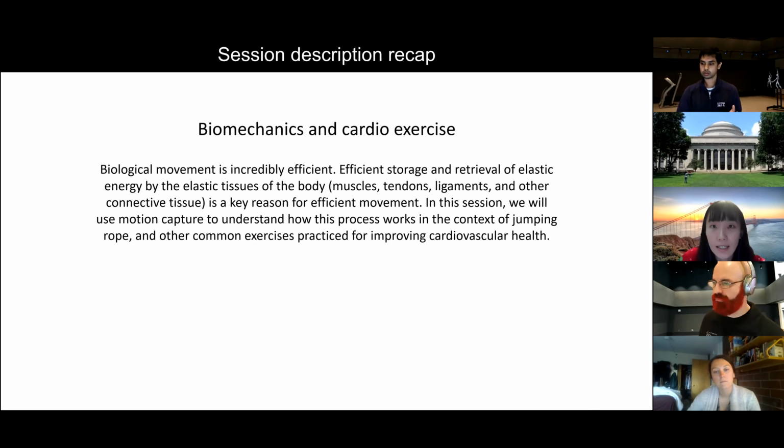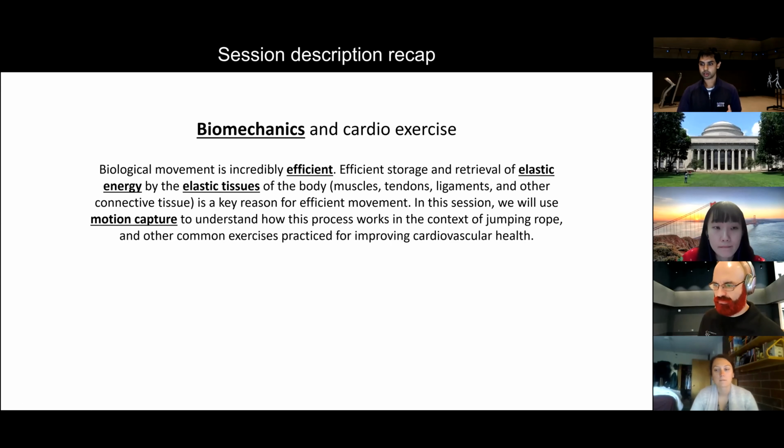So there are a lot of words here, I think, which are worth defining and going through. I've highlighted them here. What makes movement efficient? What is elastic energy? What are elastic tissues? And how can we use motion capture to study them? That will be the main theme for this section. And this video will also be available to you after the class.